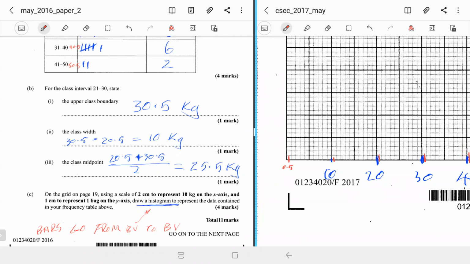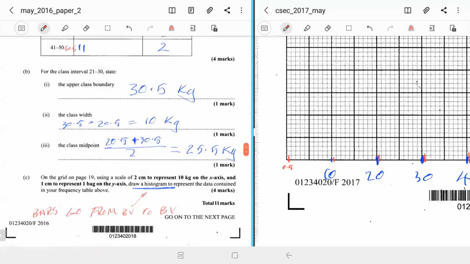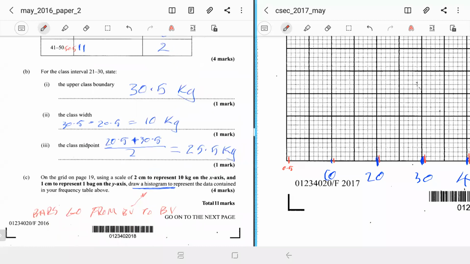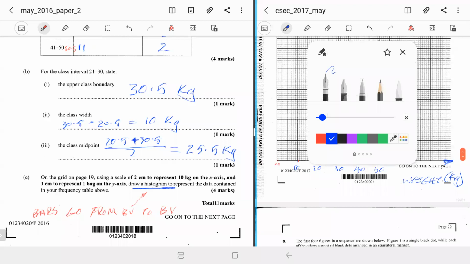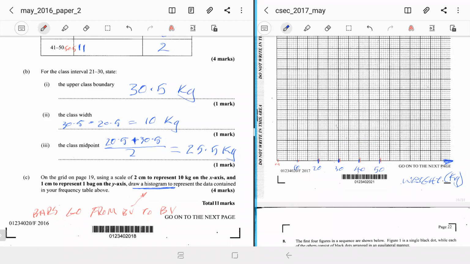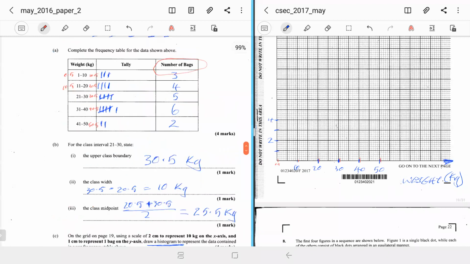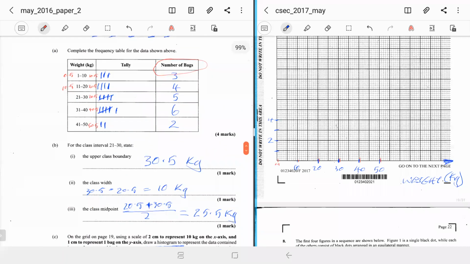All right. Then the next one is the 1 centimeter represents 1 bag. 1 centimeter is 1 bag. So therefore, I'm going to put on the y-axis now. So this is 1 bag, 2 bags, 3 bags, 4 bags. That's the highest frequency. 6, 5 bags.